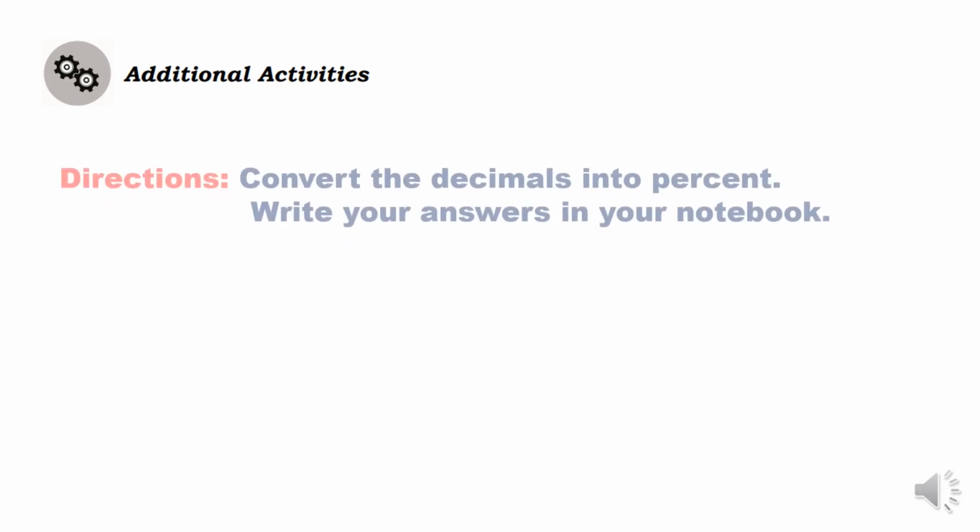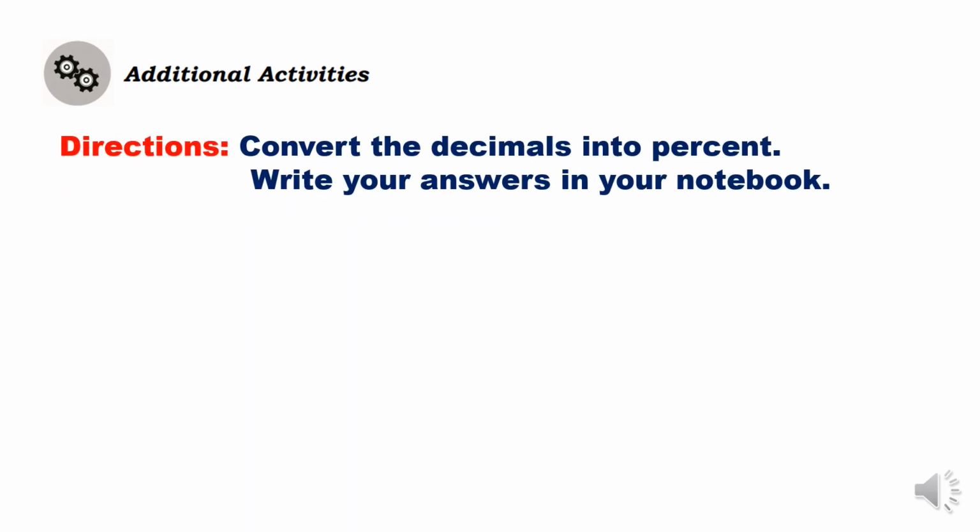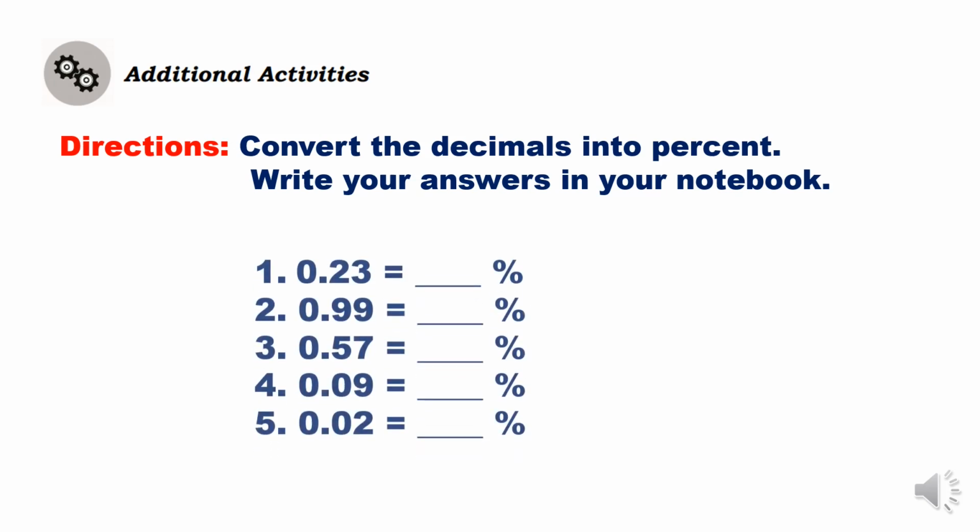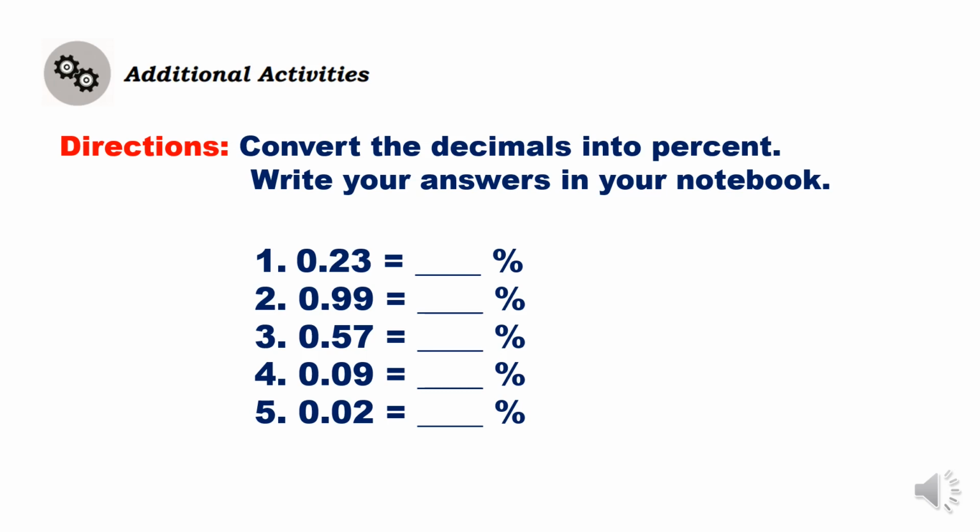Additional activities: convert the decimals into percent. Write your answers in your notebook. Number 1, 23 hundredths, and that is 23%. Number 2, 99 hundredths, and that is 99%. And continue this, numbers 3, 4, and 5.